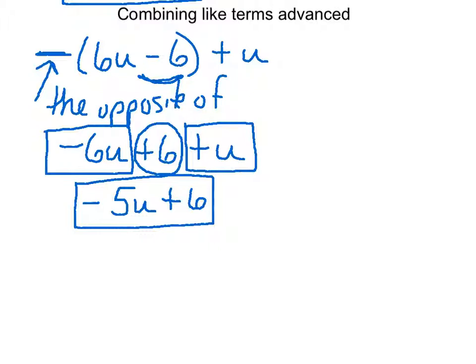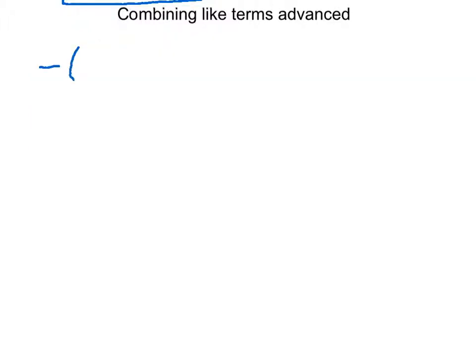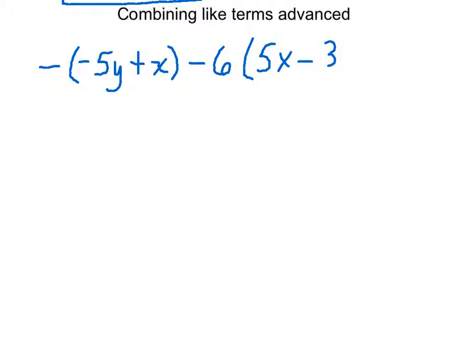Alright, let's check out another one. Let's do one similar, but I'm going to spice it up just a little bit more. Negative parentheses 5y plus x, minus 6 parentheses 5x minus 3y. Alright, so I threw in 2 sets of parentheses this time. Woo! Give you a minute to write that down in your notes.